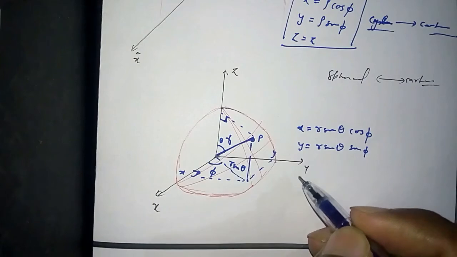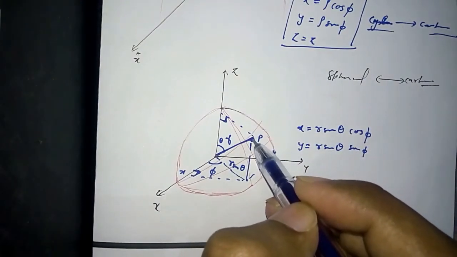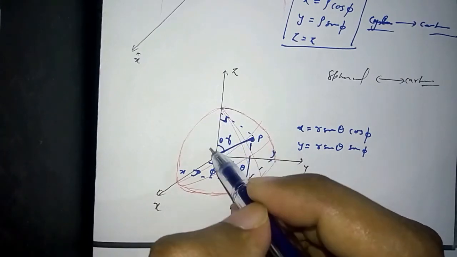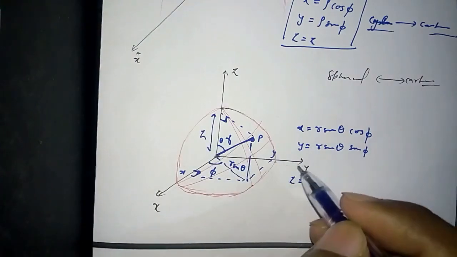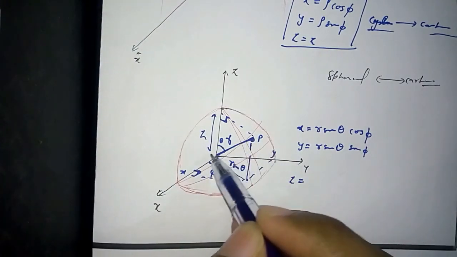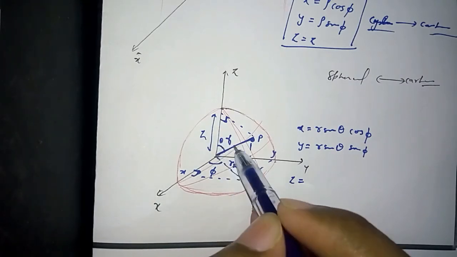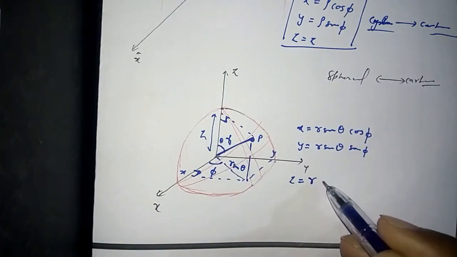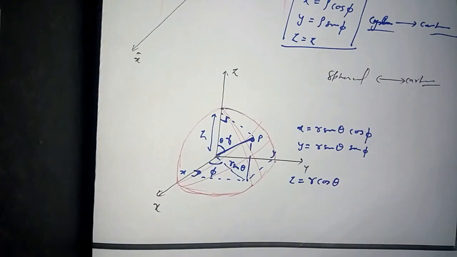So now the last thing which is left is z. So z is this point and the height of this point is z, okay. So z is equal to, this is the hypotenuse side and this is where the angle is making, okay. So r cos theta is equal to z.